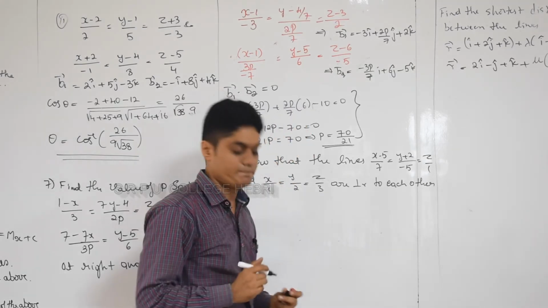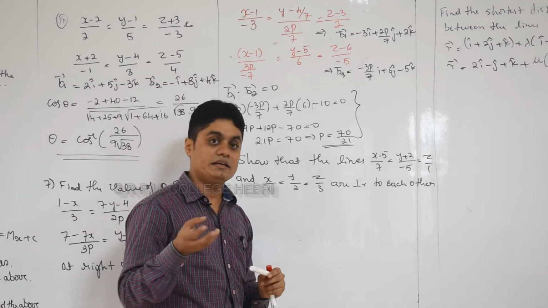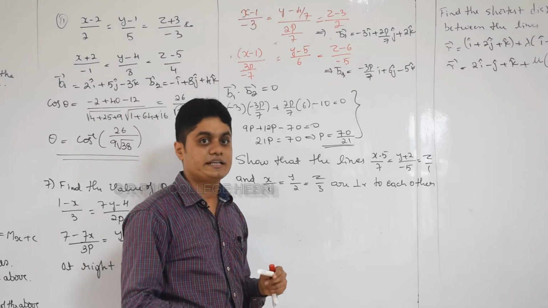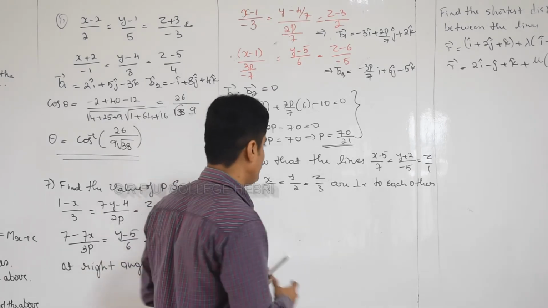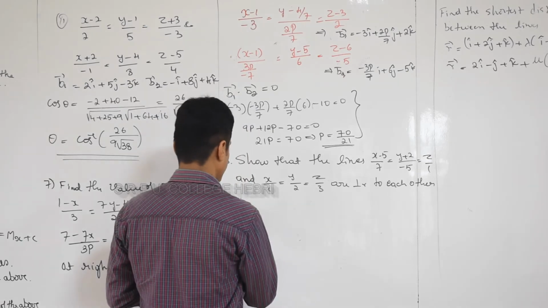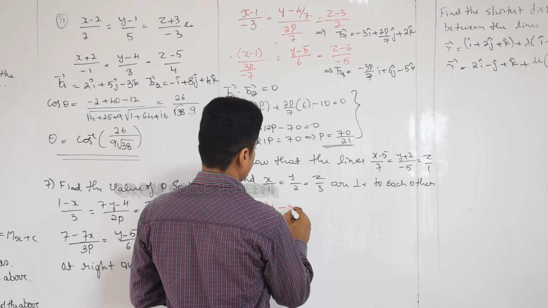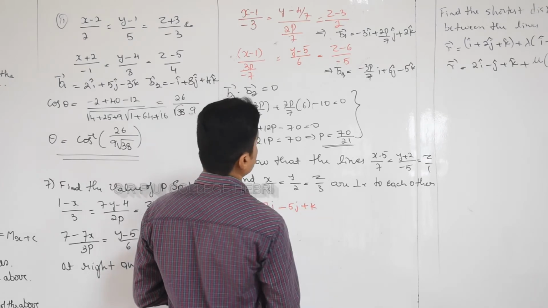Important question, remember. Next, show that the lines are perpendicular. Lastly it is given that the lines are perpendicular, and here you have to prove it. Simple again. First check the equation is in standard form. Yes, it is in standard form, not an issue. So directly write b1, which is 7i minus 5j plus k. Correct?